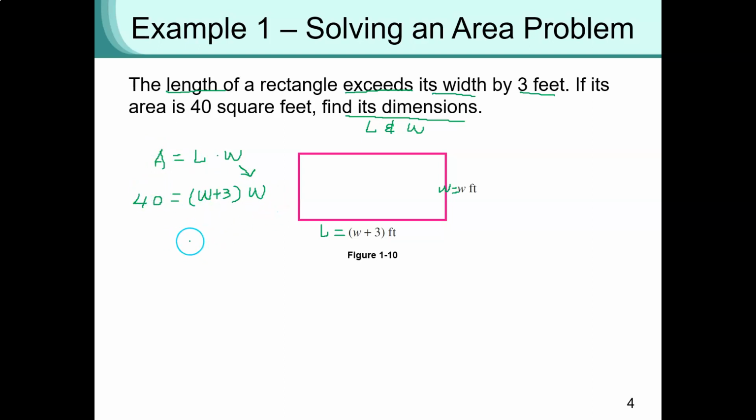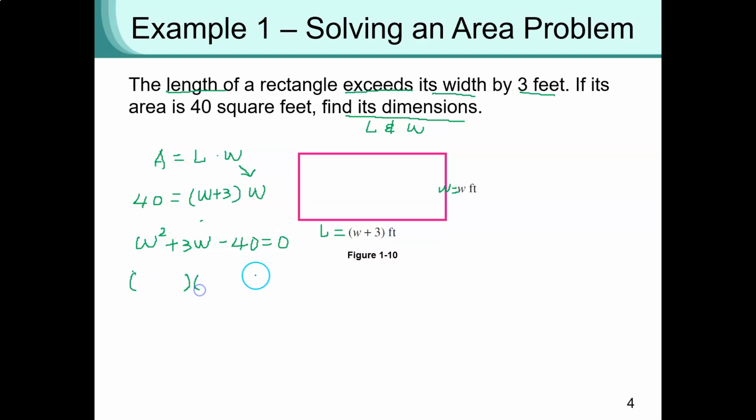Now distribute the right hand side. Let me put it to the left side. I have W squared plus 3W equal to 40. So I bring the 40 to the left hand side, turning it to 0. Now we have a trinomial quadratic equation.